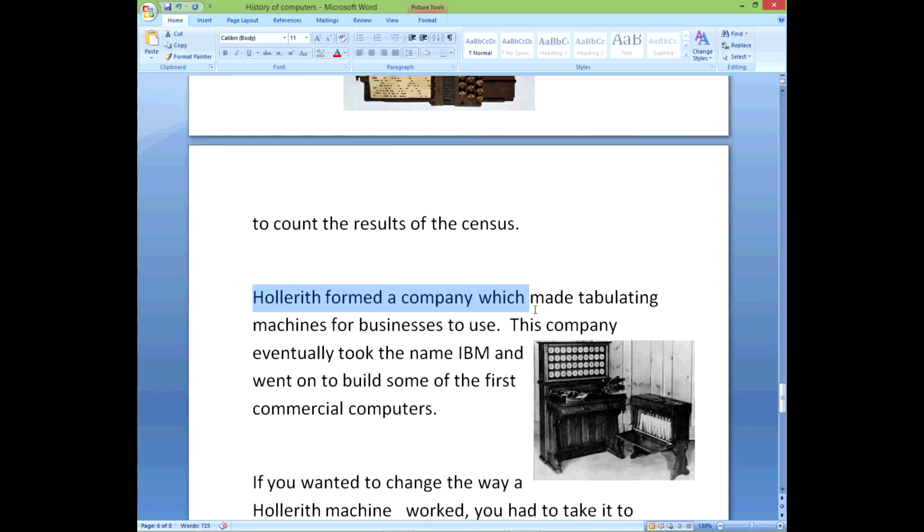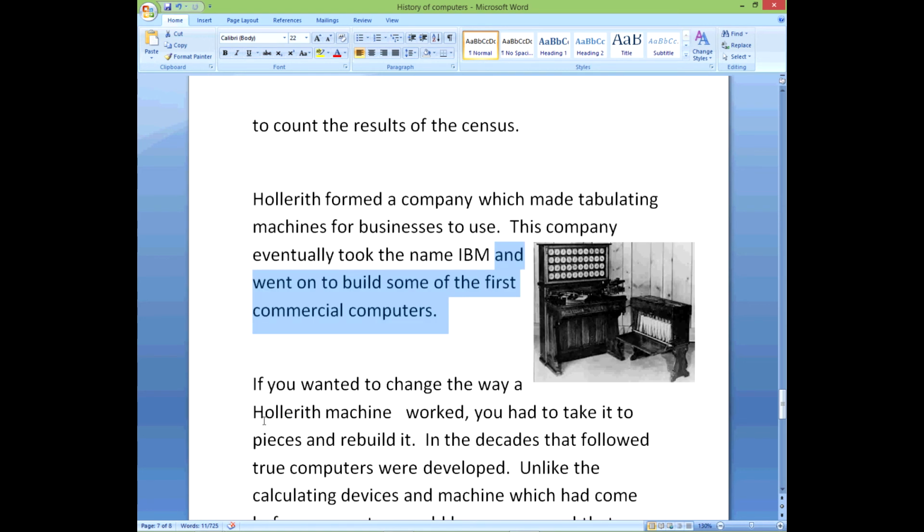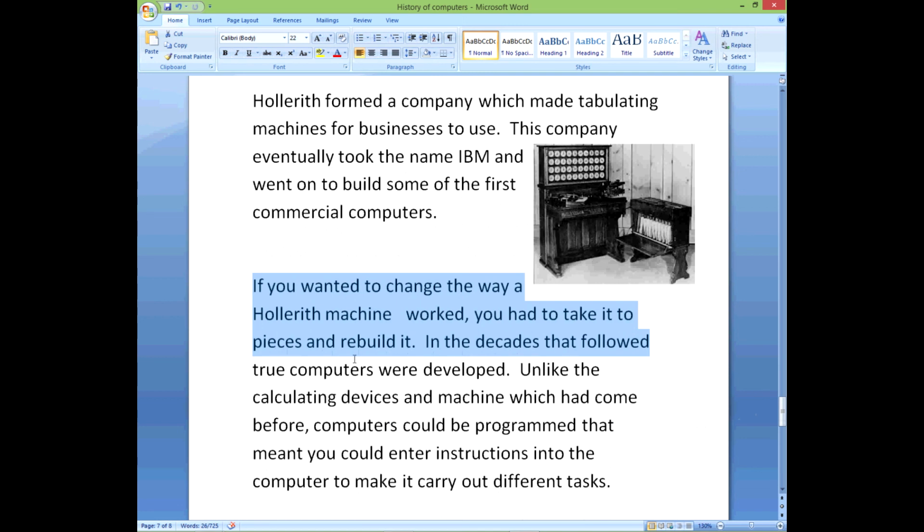Hollerith formed a company which made tabulating machines for businesses to use. This company eventually took the name IBM. IBM stands for International Business Machines, and they're very popular nowadays, and went on to build some of the first commercial computers. If you wanted to change the way a Hollerith machine worked, you had to take it to pieces and rebuild it. In the decades that followed, true computers were developed.